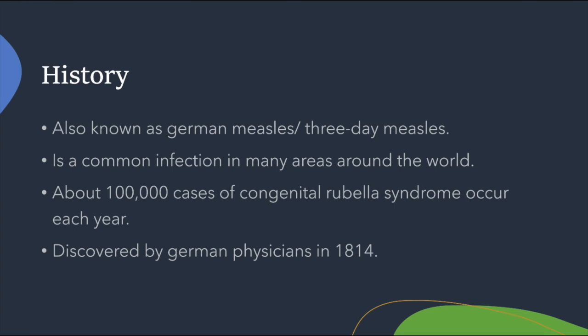So a little bit about the history of the Rubella virus. It's also known as German measles. It gets this name because it was first described as a separate disease by German physicians in 1814, resulting in the name German measles. It's a common infection in many areas around the world. About 100,000 cases of congenital rubella syndrome occur each year.